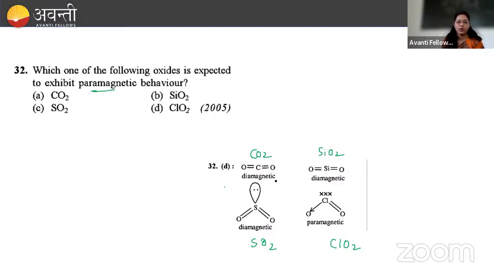So here CO2 is diamagnetic. SiO2 is also diamagnetic. SO2 is diamagnetic, but paramagnetic is what? Cl2 molecule. So that's why our answer will be Option D, which is paramagnetic in nature.